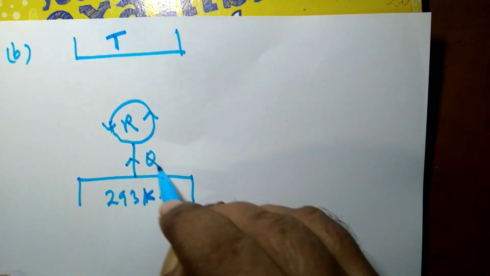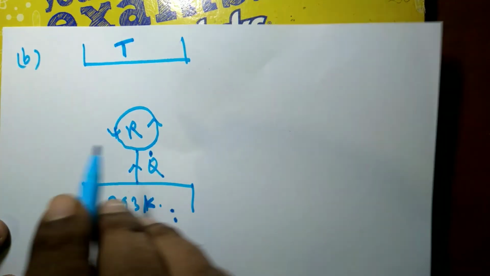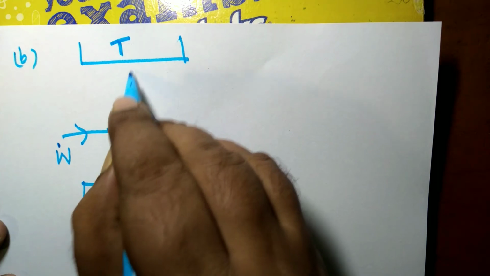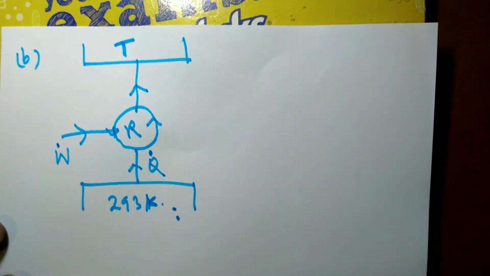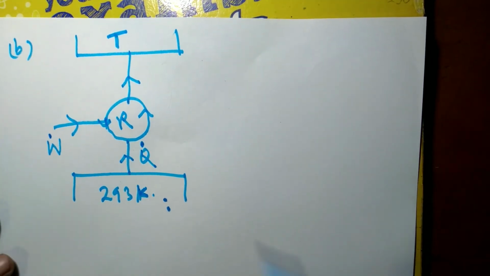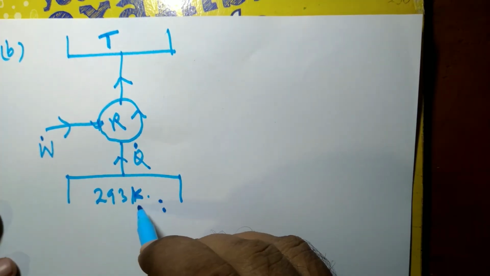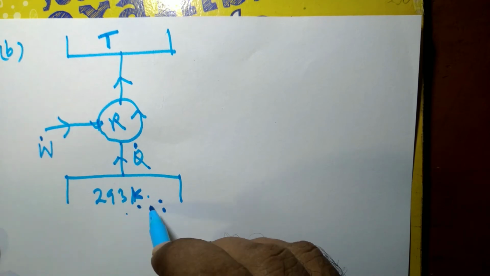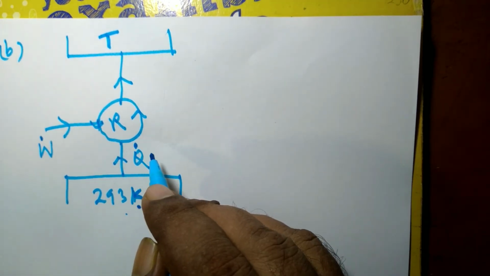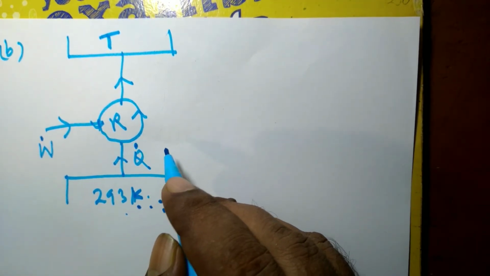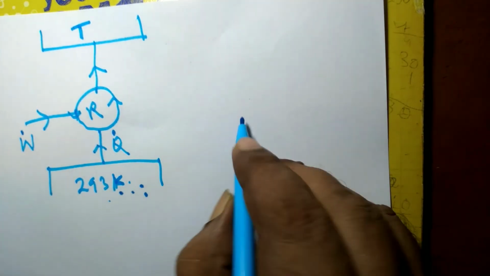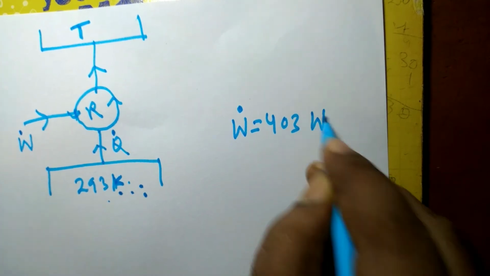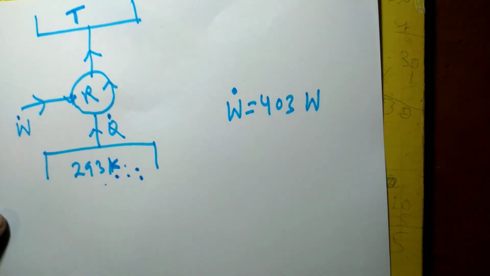So let this heat be Q dot in case of summer, and work input is W dot. So now the question is, what is the maximum outer temperature for which the inside can be maintained at 20 degrees Celsius, that is room temperature, or 293 Kelvin. But the power input is the same as in part A. Power input is the same, that is W dot is constant at 403 watt.